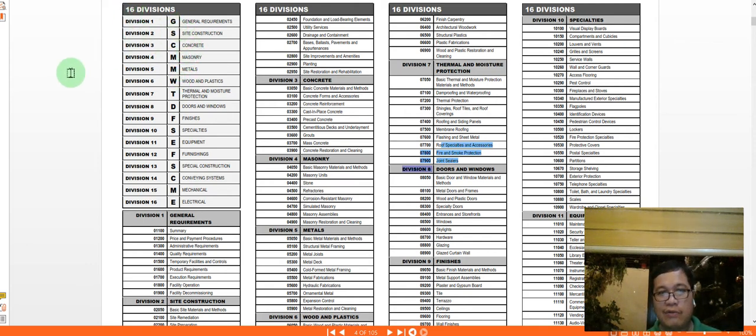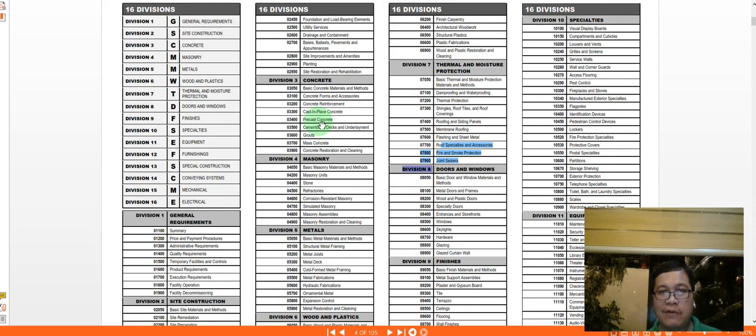Always try to remember. A good way to memorize this is to remember it by letters. For example, you have G for general requirements, S for site construction, and C for concrete. Though this is something that won't work for all of them, so I'm going to post this PDF file in our group page for you to familiarize yourselves.